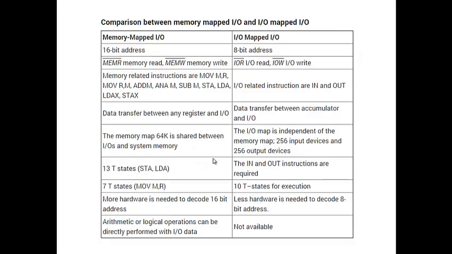So this is a comparison between memory mapped input output and input output mapped input output. I told you that when you go for memory you use 16-bit address lines, whereas here it is only 8-bit. MEMR, memory read, and MEMW, memory write, are both active low. I have already told you that required controls we usually keep active low so that external noise doesn't disturb.